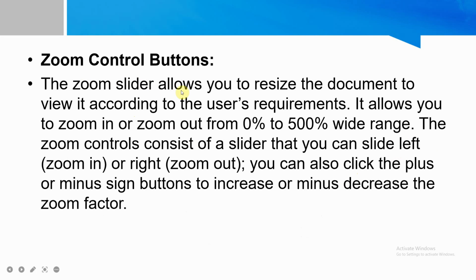Now for zoom control, the size is usually 100%, which is the default size, but you can also zoom from 0 up to 500% depending on the use. So zoom in, you increase the percentage. If you zoom out, you decrease the percentage. It consists of a slider that you can slide right to zoom in or left to zoom out. You can also click it or manually enter the number depending on the range that you want to see the document.